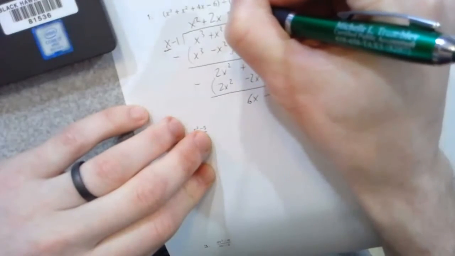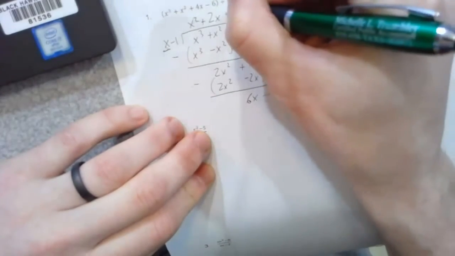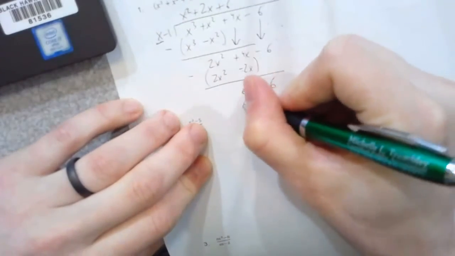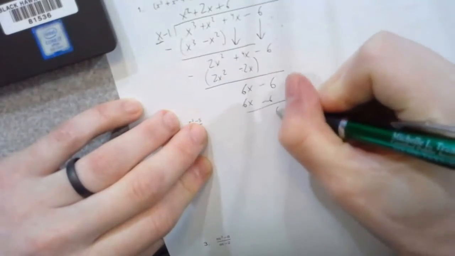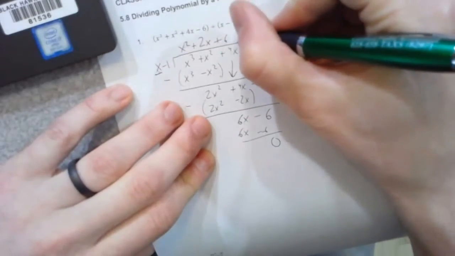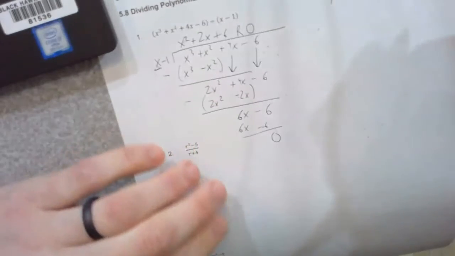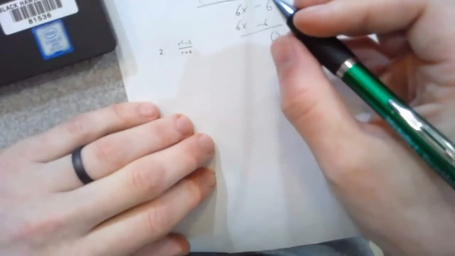Now we think about what would I multiply x by to get 6x, and the answer is 6, which gives me 6x, but 6 times minus 1 is minus 6. You subtract, you get 0. So this is x squared plus 2x plus 6, remainder 0. That went in evenly. Let's try one more.